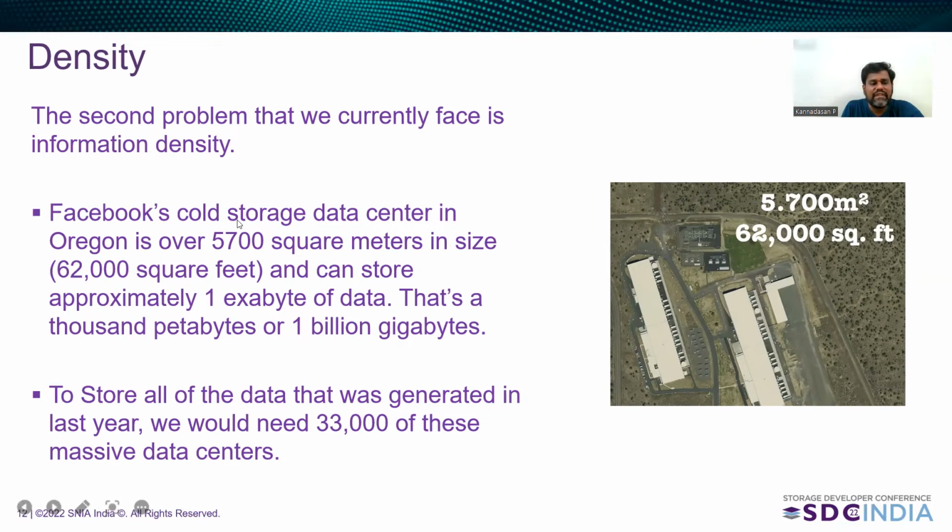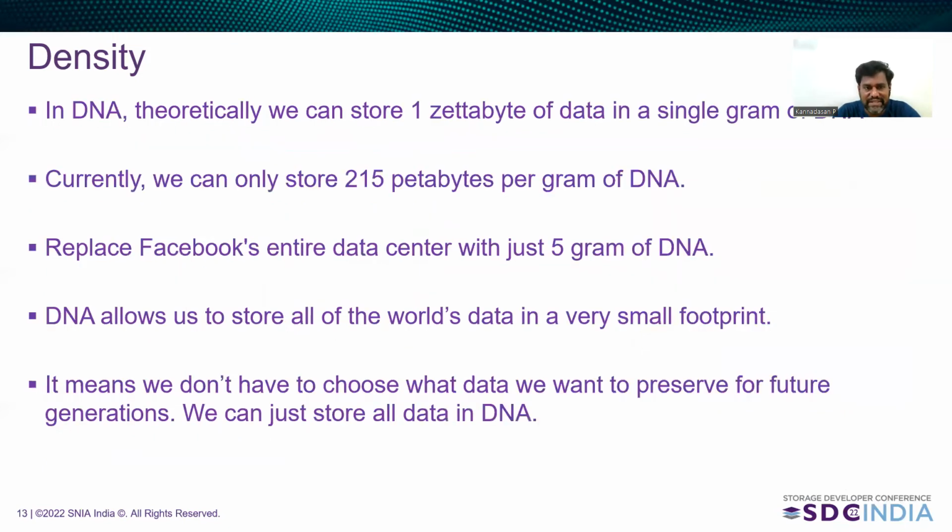For example, the Facebook cold storage data center in Oregon is over 5,000 square meters in size and can store approximately 1 exabyte of data, that is 1,000 petabytes or 1 million gigabytes. To store all of the data that was generated in the last year, we need 33,000 of these massive data centers. In DNA, theoretically, we can store 1 zettabyte of data in a single gram of DNA.